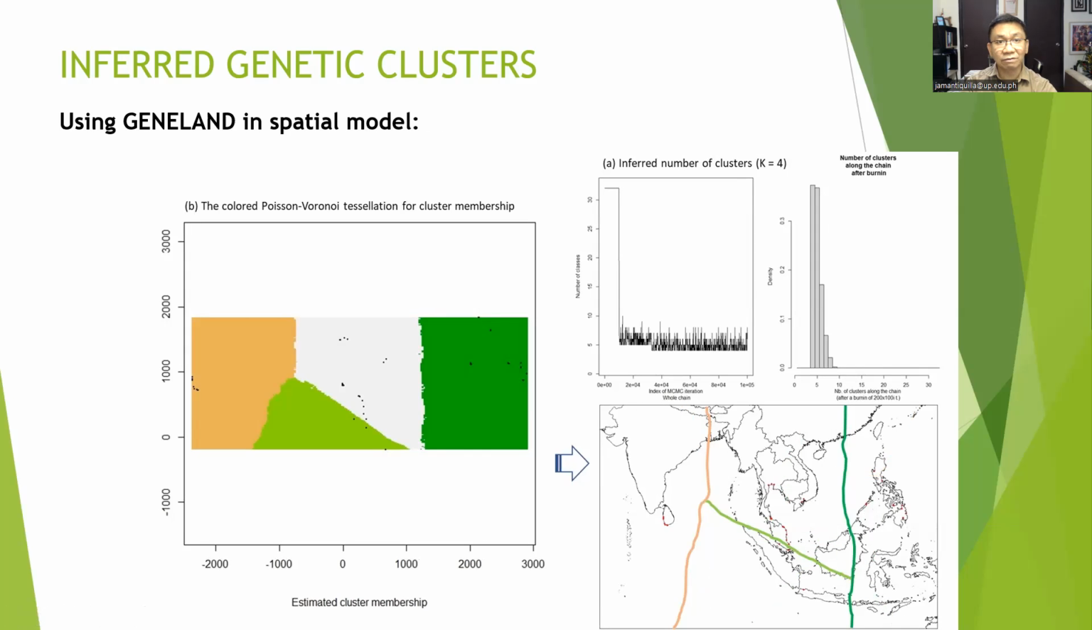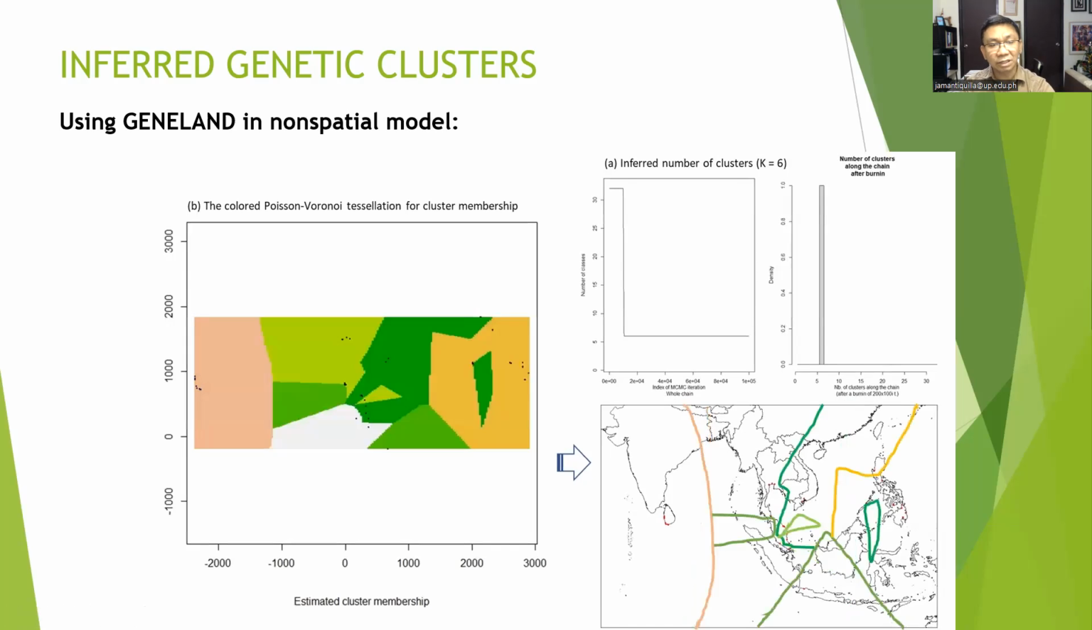This is in terms of the spatial model. That means we consider population membership. In the non-spatial model, that means we did not consider population membership. The inferred number of clusters is equal to 6, and except for Sri Lanka, some populations would belong to a group of other populations in the sub-region in Southeast Asia.